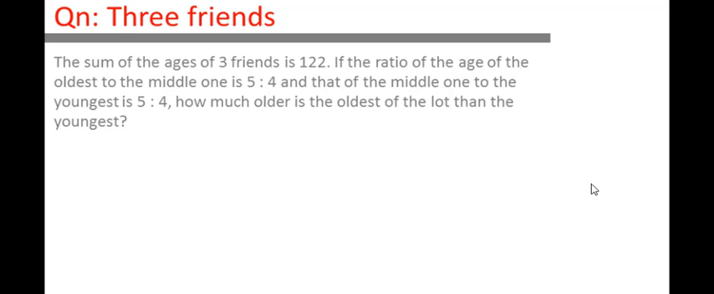So the question is, the sum of the ages of three friends is 122. If the ratio of the ages of the oldest to the middle one is 5 is to 4, and that of the middle one to the youngest is 5 is to 4, how much older is the oldest of the lot than the youngest? Here you can see both the ratios are same.